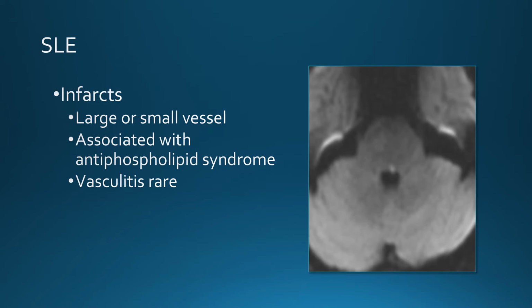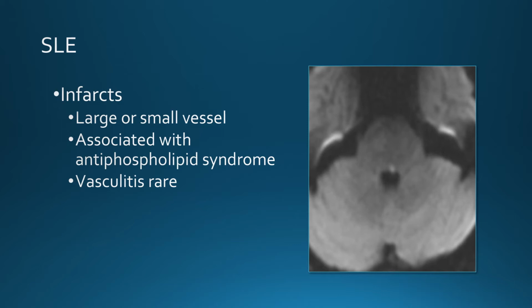So just to talk a little bit about lupus, the most common findings intracranially are infarcts. These can be large or small vessel infarcts. They're often associated with antiphospholipid syndrome. And lupus vasculitis, we used to think that was a thing. It may still be, but it's quite rare. So generally, lupus does not cause a vasculitis, fairly uncommonly.